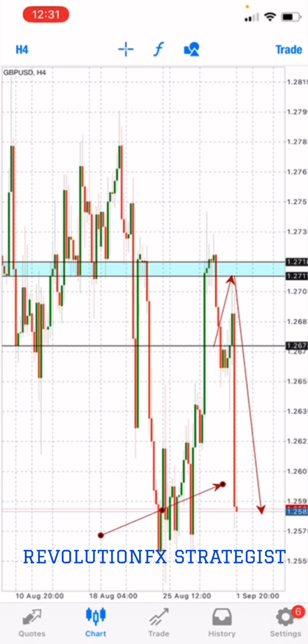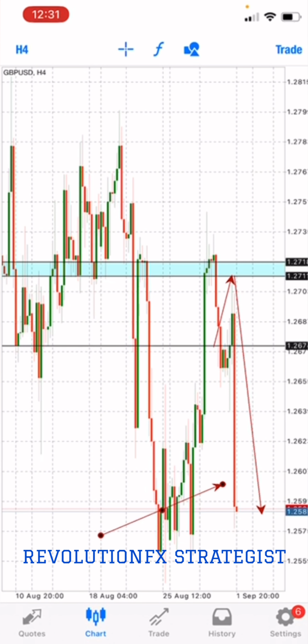So first step, make sure that you check your MyFX book and see if NFP is coming with unemployment rate. If it is coming with unemployment rate, make sure that you do not enter the market before the news release. Wait for the news release and then see how NFP performed.